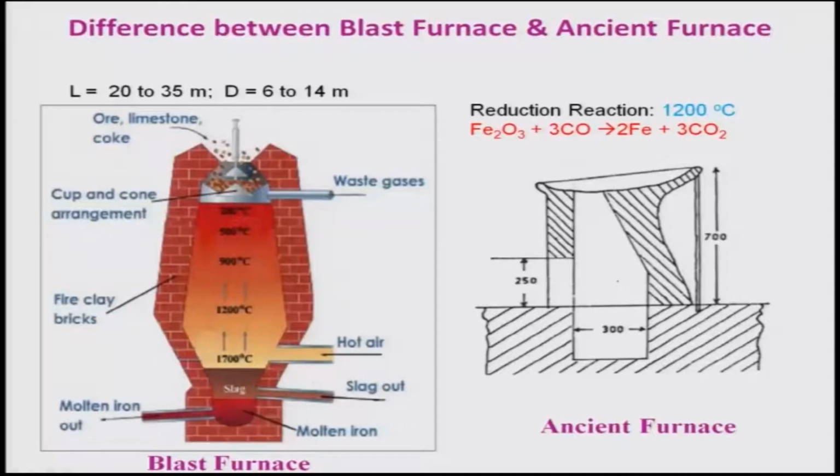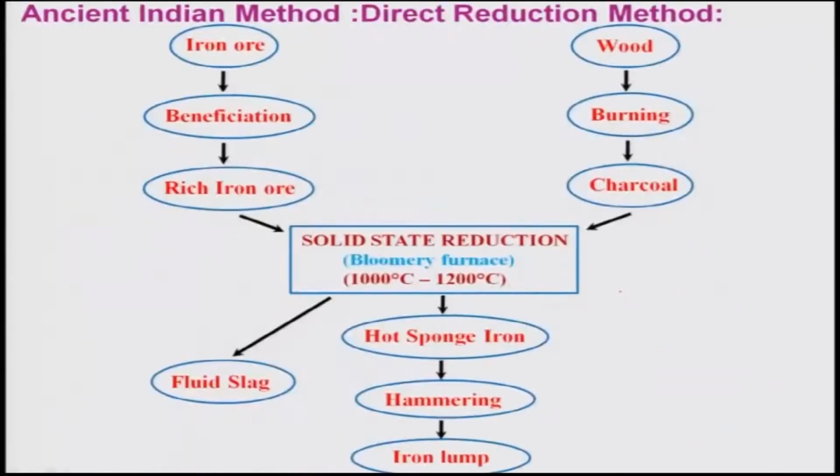Which will be with the people, but now the blast furnace is with the company, right, there is a difference. And if we go for the ancient furnace, the knowledge will be with the common people who will be using it. And there is a direct reduction method which is being used in the ancient Indian furnace, that is, you will have to do beneficiation and then you will get rich iron ore, and then wood burning you will get the charcoal.